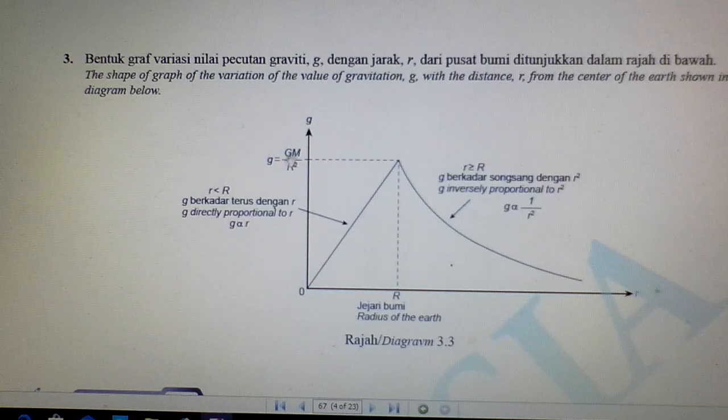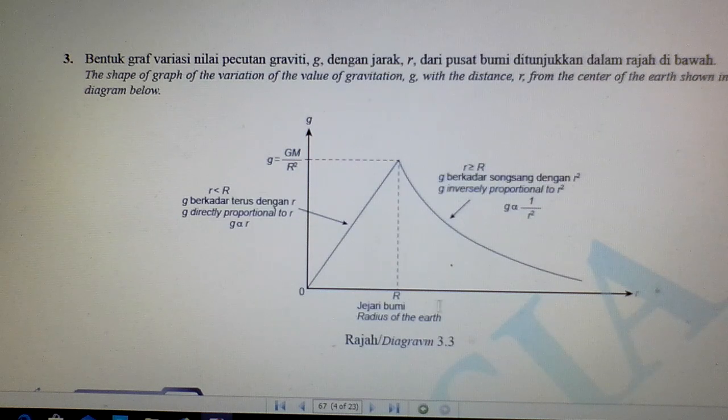The value of g is equivalent to, from the same formula derived before, G M divided by r squared, where G is the universal gravitational constant, M is the mass of the Earth, and r is the radius of the Earth. When you calculate using the information needed, you get the value at the surface of the Earth equivalent to 9.81 meter second negative 1. That is the value we always use for calculation.